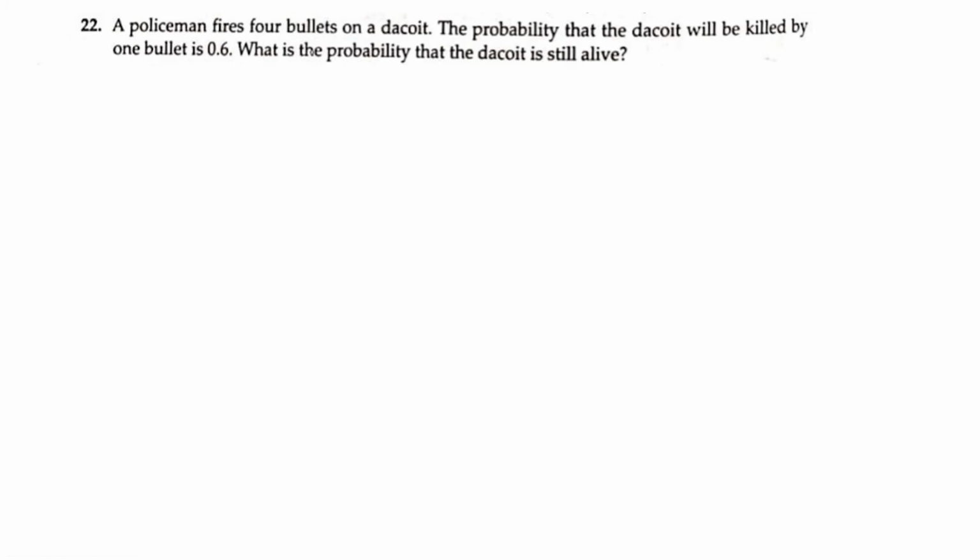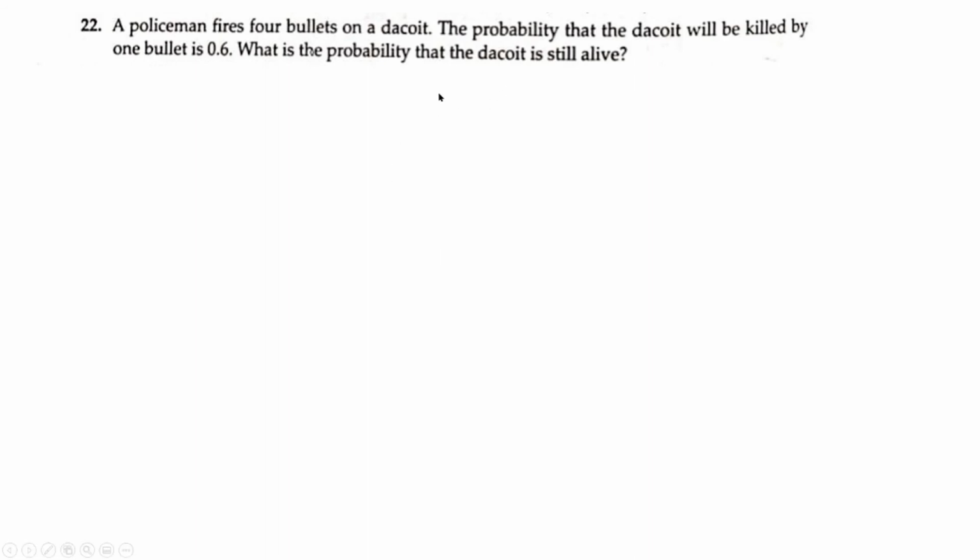Next question: a policeman fires 4 bullets on a dacoit. The probability that the dacoit will be killed by one bullet is 0.6. What is the probability that the dacoit is still alive? So here it is given, a policeman fires 4 bullets on a dacoit, and the probability that the dacoit will be killed by one bullet is 0.6. We need to find the probability that the dacoit is still alive.